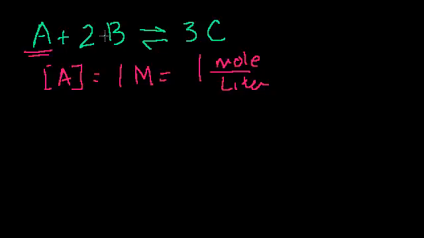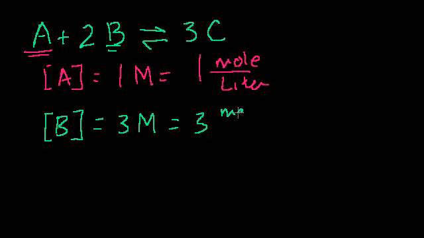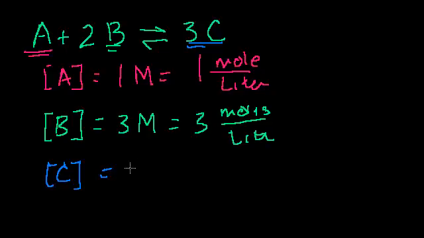We figure out that once we're in equilibrium, the concentration of B is equal to, let's say, 3 molar, which means 3 moles per liter. And let's say once we're in equilibrium, the concentration of C is equal to, let's say it's equal to 1 molar as well. I should get rid of that point there because I don't want to say 0.1 molar. So it's just 1 molar.